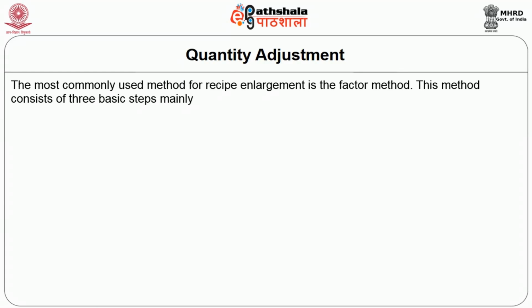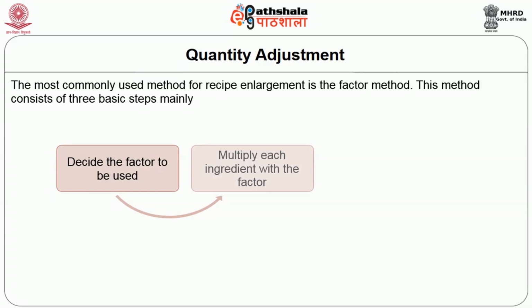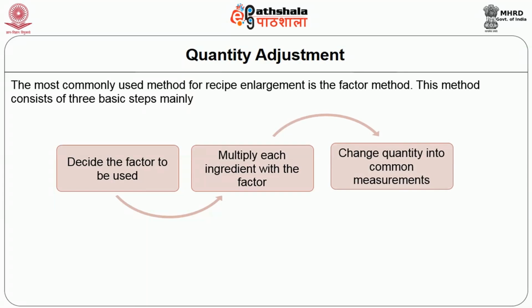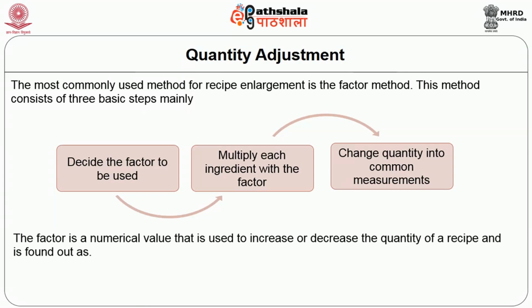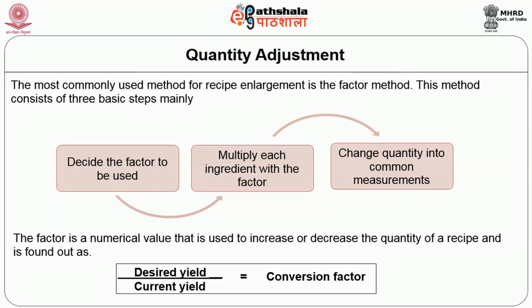Now let us first see the factor method. The most commonly used method for recipe enlargement is the factor method. This method consists of three basic steps: decide the factor to be used, multiply each ingredient with the factor, and change quantity into common measurements. The factor is a numerical value that is used to increase or decrease the quantity of a recipe and is found out as desired yield divided by current yield equals conversion factor.